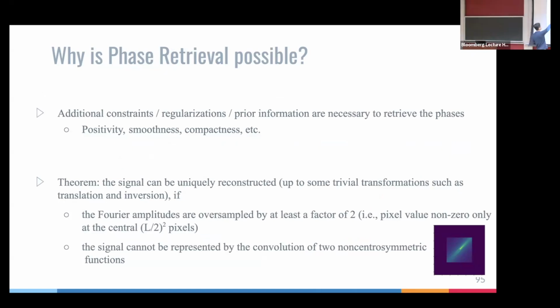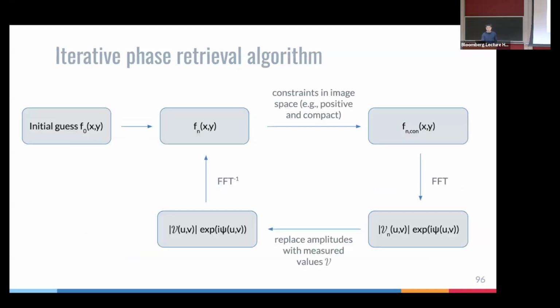For example, your pixel values have to be positive. You cannot have a smooth image. The image has to be compact. And there's even a theorem that tells you that this signal can be uniquely reconstructed if the Fourier amplitudes are oversampled by at least a factor of 2, which means for an image, all these boundaries have to be 0. The pixel value can only be non-zero at the center. You have this very strong compactness regularization. So there are some traditional iterative algorithms.